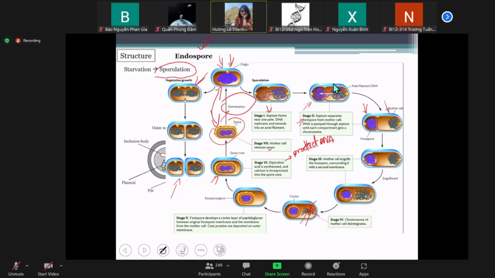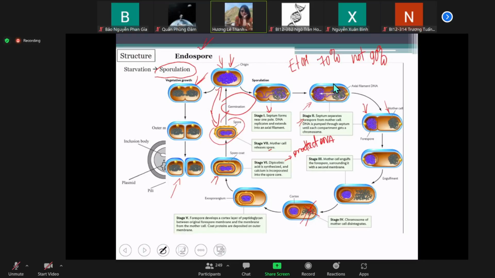And another example. Do you know why, when you want to sterilize your hands, so now we are in the COVID pandemic, right? So when you want to sterilize your hands, we use ethanol 70%, but not 90%. Do you know why?